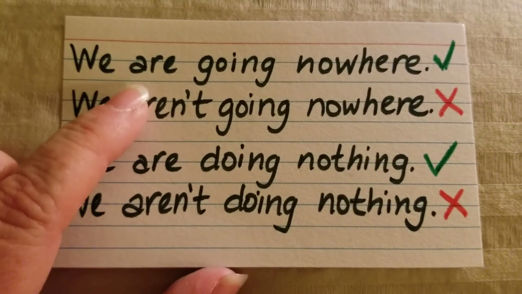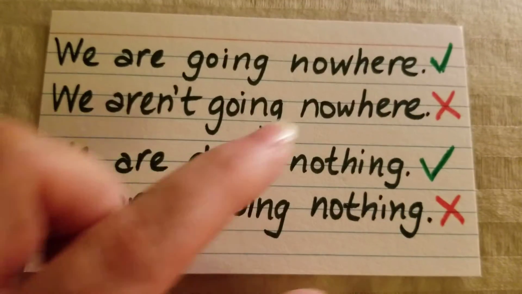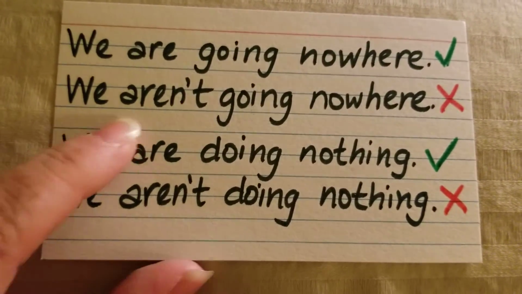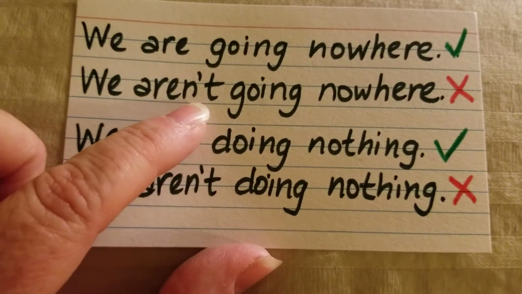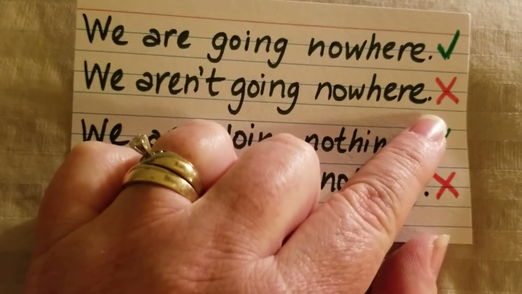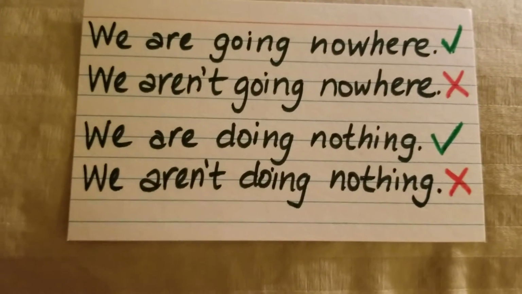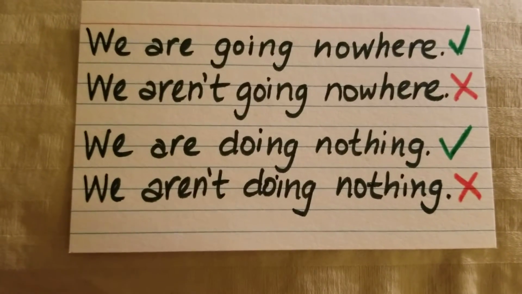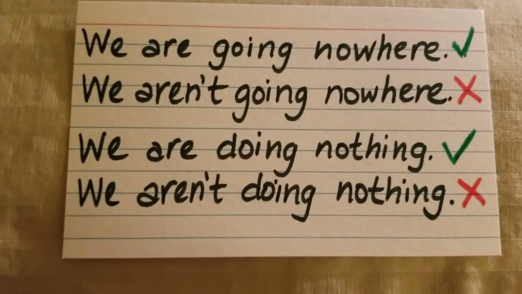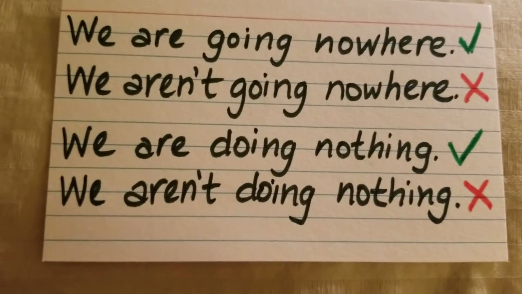Here are some examples. We are going nowhere. There is the negative, and it's an acceptable sentence. We aren't going nowhere. Well, there's a negative there, and there's a negative there. And for standard English speakers, it doesn't sound right and it doesn't feel right, because we aren't going nowhere. That means we are going somewhere. It's making your listener feel confused.